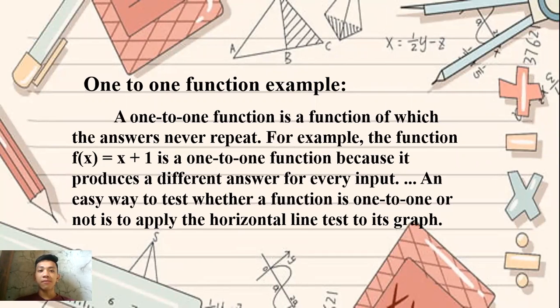One-to-one function example. A one-to-one function is a function of which the answers never repeat. For example, the function f of x equals x plus 1 is a one-to-one function because it produces a different answer for every input. An easy way to test whether the function is a one-to-one or not is to apply the horizontal line test to its graph.